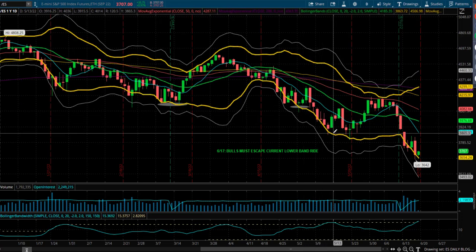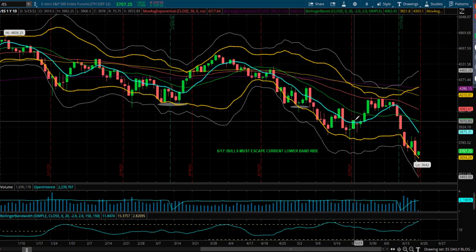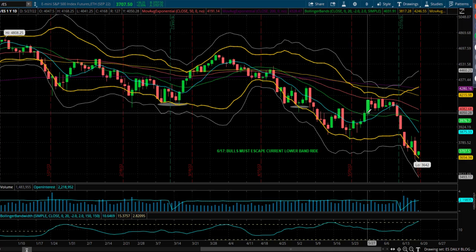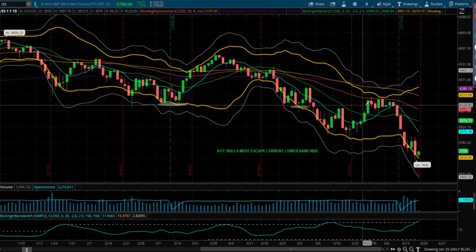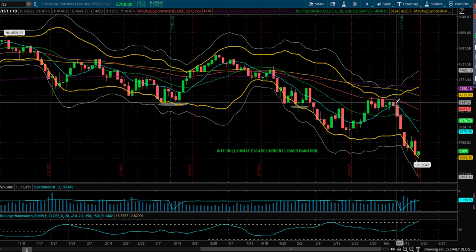We had a lower band ride. They built it back up. They got above the middle band. We always talk about lower band, middle band, upper band. Little kiss of the upper band here while we spent eight sessions consolidating underneath the 50-day exponential moving average. That concluded on June the 9th when we broke down.